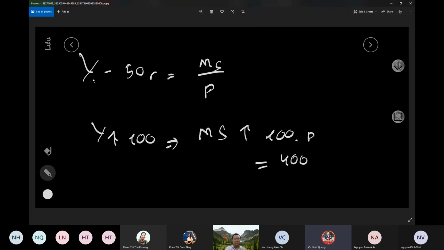So the income will increase by 100. So the monetary base will increase by 100 multiplied by P, which is 4. So it will increase by 400.